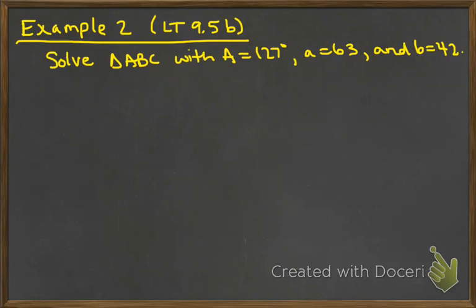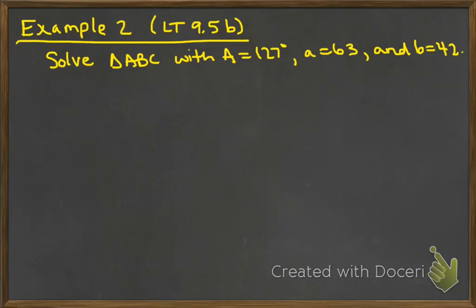So let's now look at an example of Learning Target 9.5b, where the parts of the triangle that are given are two sides and a non-included angle. So it wants us to solve the triangle again, so again, find everything that's missing.